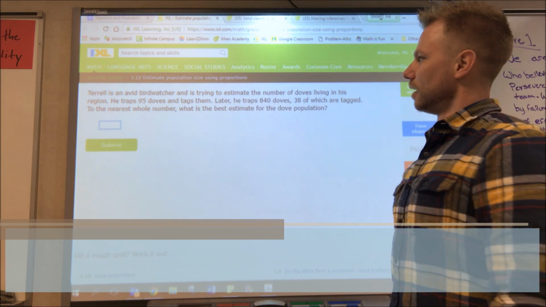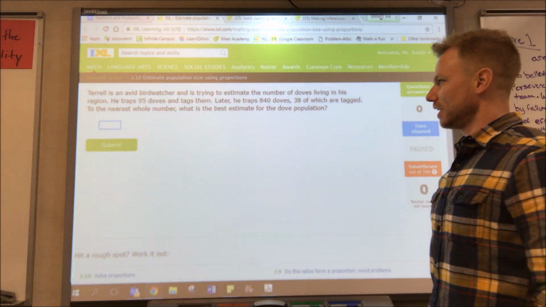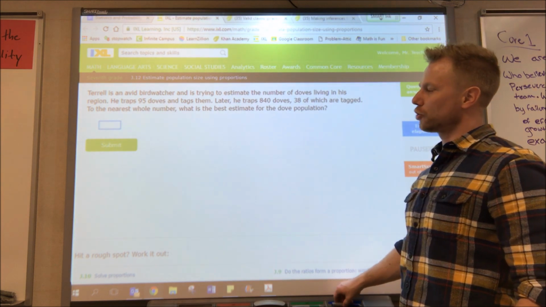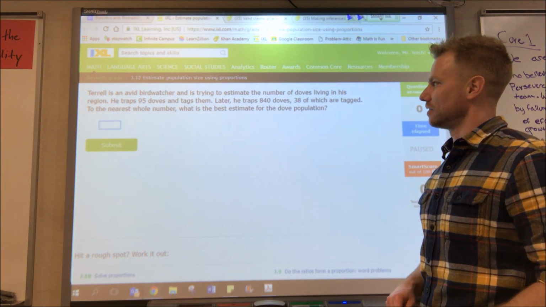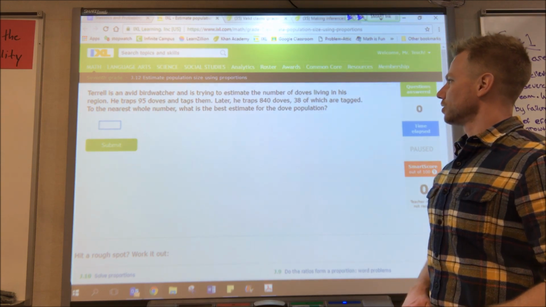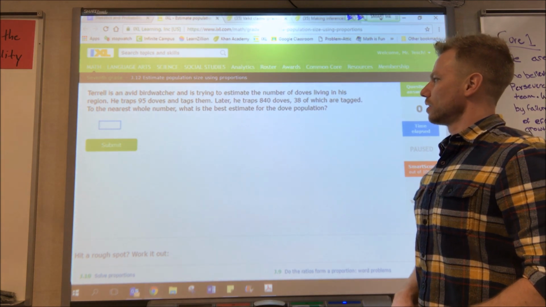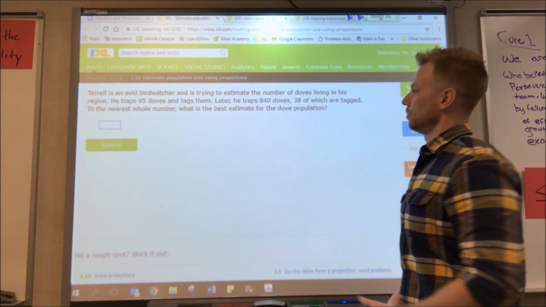Let's get started. It says Terrell is an avid bird watcher and is trying to estimate the number of doves living in his region. He traps 95 doves and tags them. Later, he traps 840 doves, 38 of which are tagged. To the nearest whole number, what is the best estimate for the dove population?